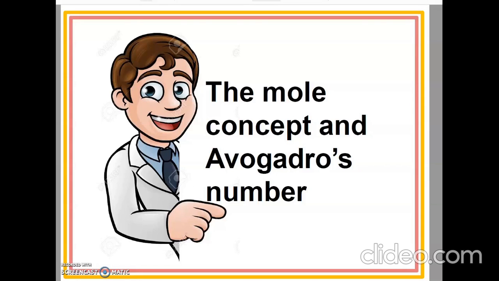Okay, now I'm going to explain the objective number 4, which is to determine mole, relative atomic mass, relative molecular or formula mass, percent compositions, empirical formula, formula of compound and limiting reagent. So first we're going to look into the mole concept and Avogadro number.